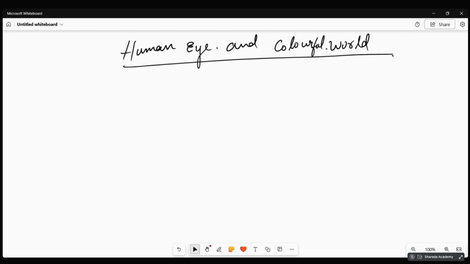Actually, this cornea will protect the iris and the pupil. It is transparent in nature, so light will pass through that membrane. Cornea means what? It is a transparent, bulged, spherical membrane, so light can pass through this cornea, and it protects the iris and the pupil.